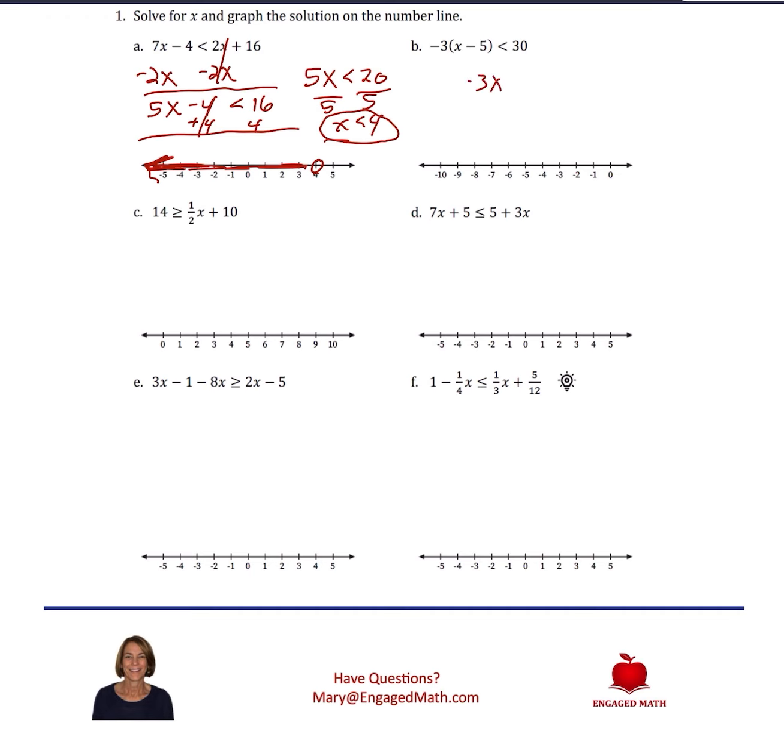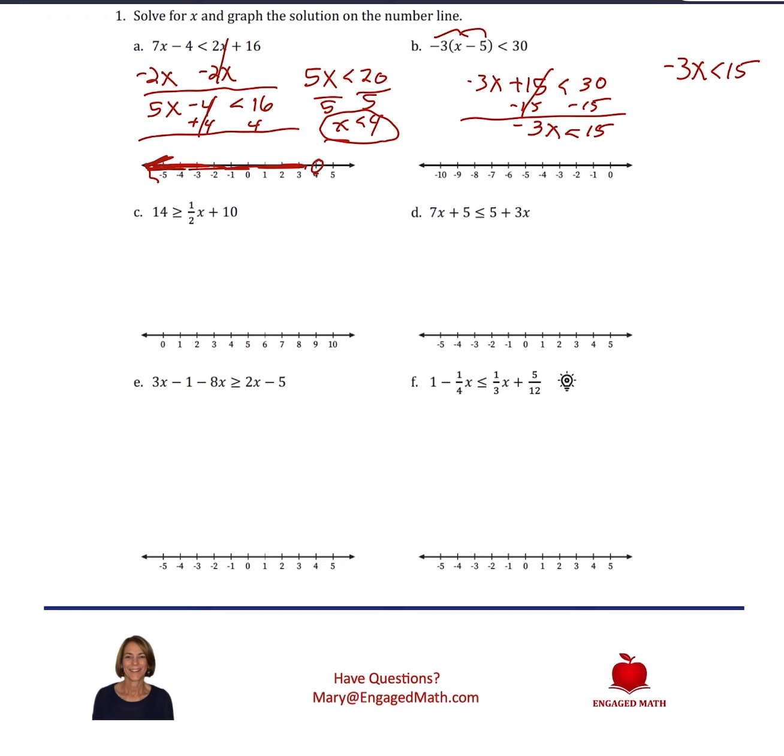So this time we have negative 3x, we're distributing, plus 15. Don't forget that negative 3 distributes to both terms, and that's less than 30. So now we're going to subtract 15 from both sides again, and we now have negative 3x on the left, because the 15s are gone, is less than 30 minus 15, which is 15. So I'm just going to rewrite that up here. Negative 3x is less than 15.